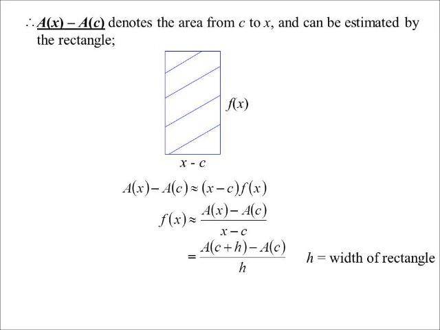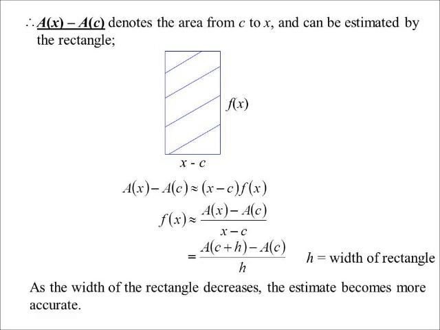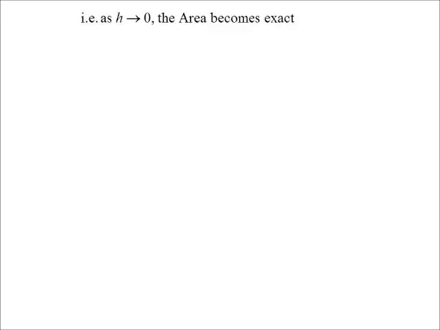In fact, remember we said we want the rectangles to decrease in such a way that the width may be very close to 0. So an infinite number of them. So we could use limits. So as that width approaches 0, the area becomes exact. So in fact, I could say it's the limit as h approaches 0 of this area function, A(c plus h) minus A(c), all over h. And I'm hoping you're recognizing that formula.